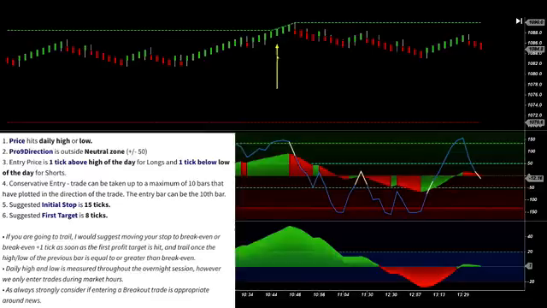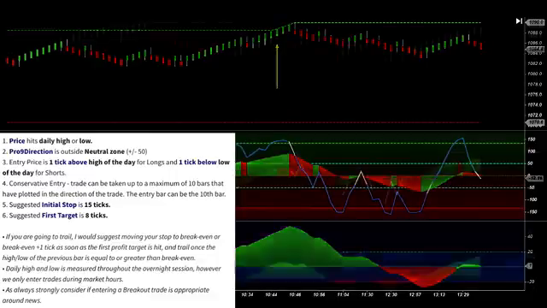Step 4, which is a conservative entry, is to take the trade up to a maximum of 10 price bars in the direction of the trade. In other words, counting back from the entry bar, there cannot be more than 10 bars to the most recent turn bar. We'll begin with this long example, so I'll rewind and advance the chart one price bar at a time so you see the identical picture of what the live market looked like leading up to this trade.